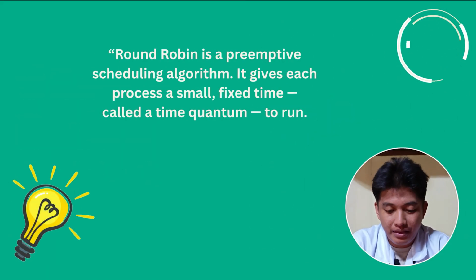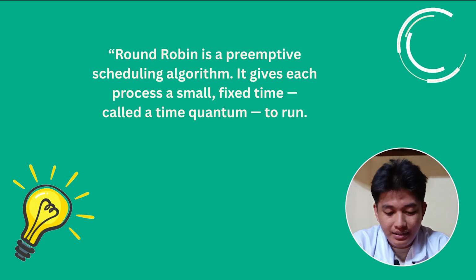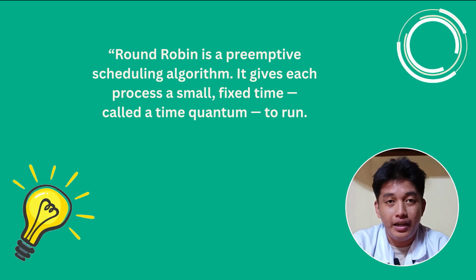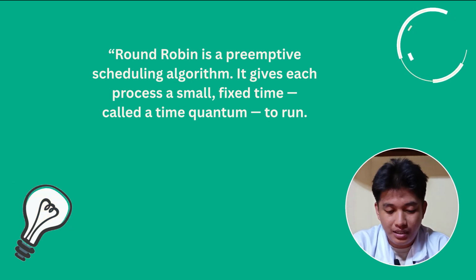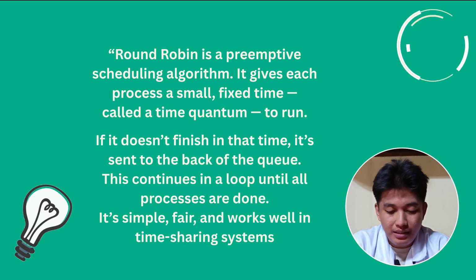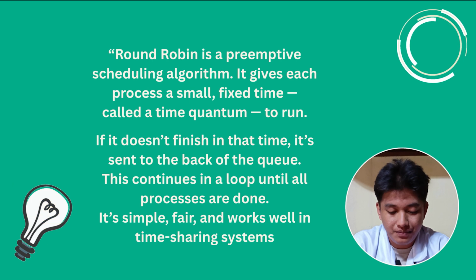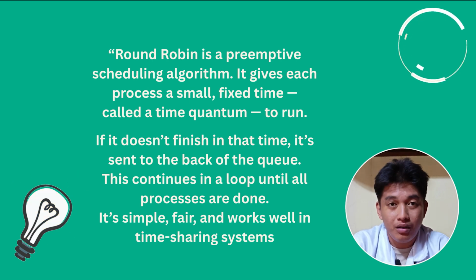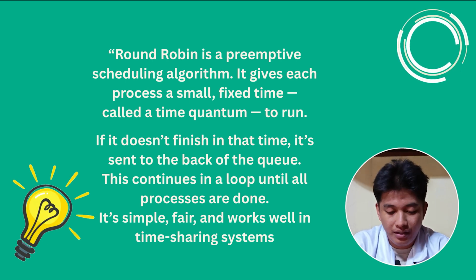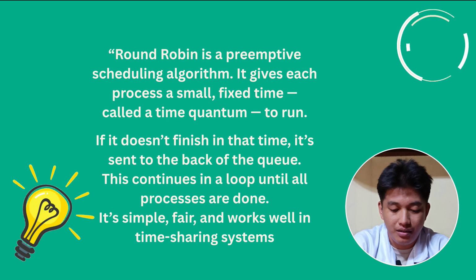Round robin is a preemptive scheduling algorithm. It gives each process a small fixed time called the time quantum to run. If it doesn't finish in that time, it is sent back to the queue. This continues in a loop until all the processes are done. It's simple, fair, and works well in time-sharing systems.